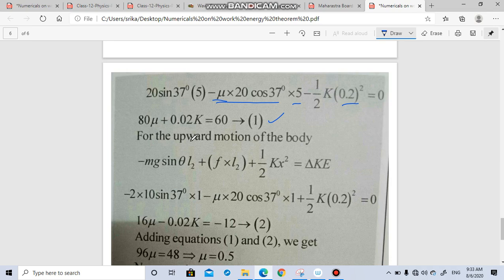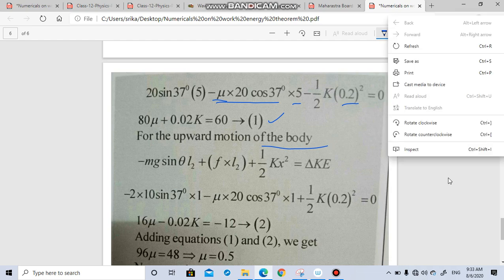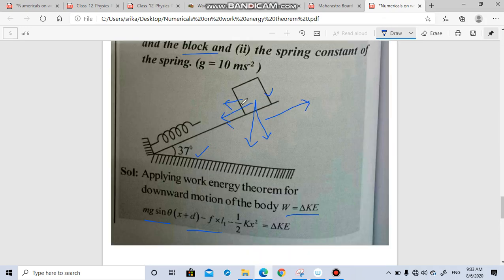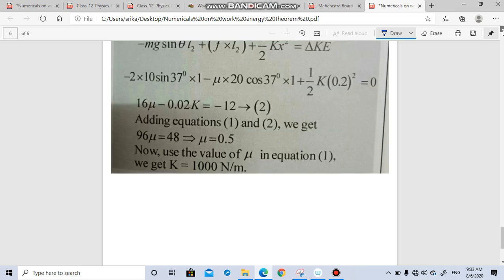Now for the upward motion of the body, you can apply the same concept. Why is upward motion coming? Because initially the block is going down. Then what will the spring do? It will try to rebound. So the block will go down for some time and then there will also be a little upward movement. That is why he has written upward movement.